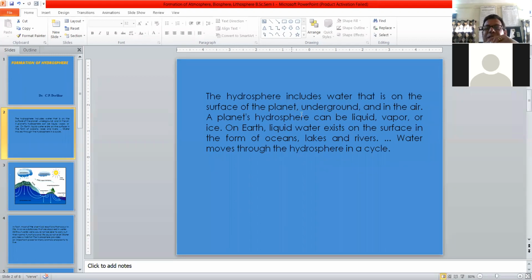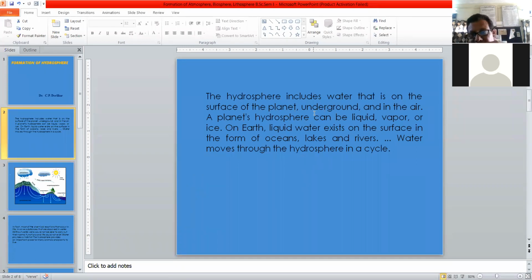The hydrosphere can be liquid in nature, water can be vapor in nature, and water can be ice in nature. It means that the water may be of three states, namely the liquid state, the vapor state, which means the gaseous nature, and ice, which means solid. The water may be gaseous water, liquid water, and solid water.